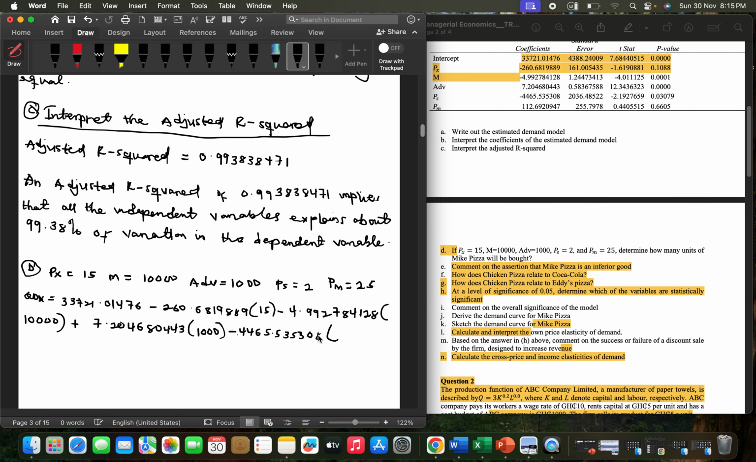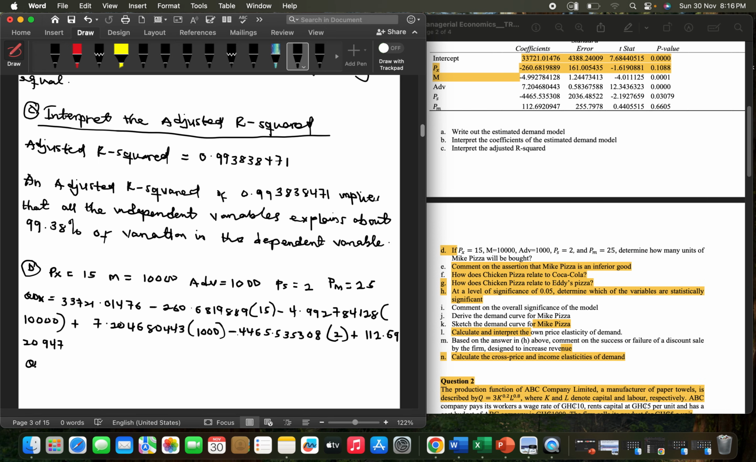5353 times, this is 08 times, the item here was PS, so PS is 2 plus 112.6920.947. I'm picking it from the side. Since I already know how I was able to form this, I'm just picking them from the side. So you notice that the same equation, the one we formed in the A part of the question, is the same equation I brought to the side. I'm just substituting the values that were given into the equation to get what? Quantity.